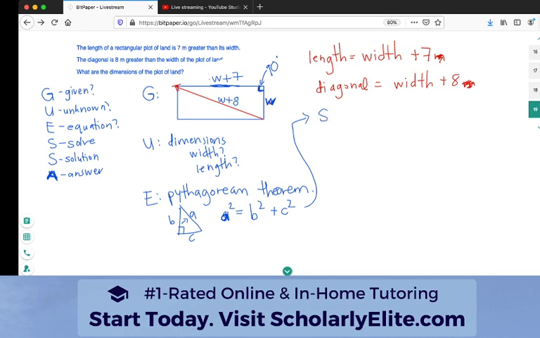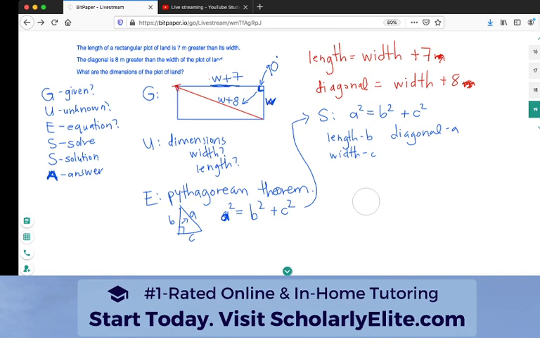So if our equation is a squared equals b squared plus c squared, well, let's denote what everything means. I'm going to call the length b, and the width c, and then the diagonal is a. Why is that the case? Well, because we know that the diagonal is the hypotenuse. Okay, guys, that's really important to remember in this case. So hopefully this is making sense so far.